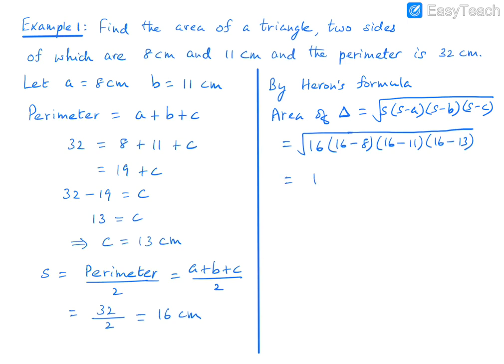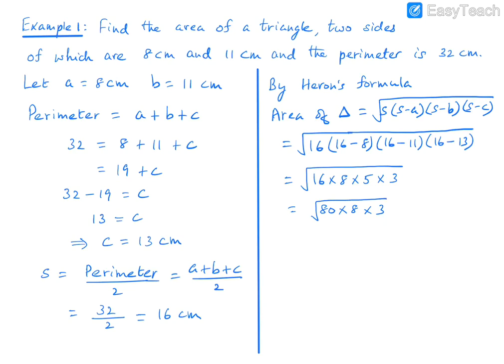So that is equal to 16 into (16 minus 8 is 8) into (16 minus 11 is 5) into (16 minus 13 is 3). So we have to compute the square root to obtain the value of the area of the triangle. So we can do some simplification here. 16 into 8 into 5. So 16 into 5 is 80. So we have 80 into 8 into 3.